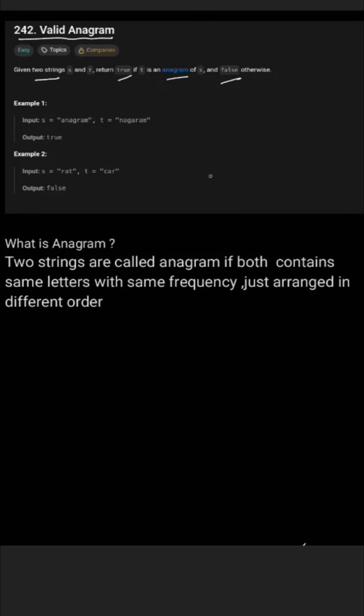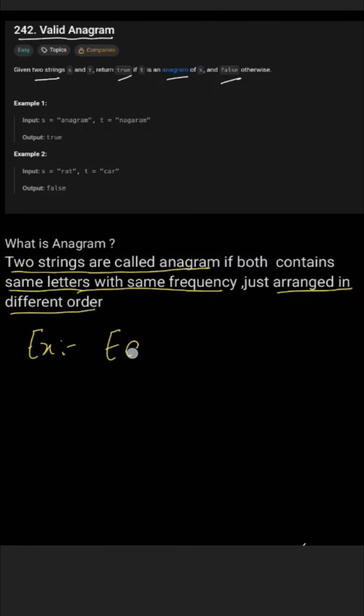Before solving the question, what is an anagram? Two strings are called anagram if both contain the same letters with the same frequency, just arranged in a different order. For example, let us take eat and tea. Both the strings contain the same letters but arranged in a different order. See, E, E, T, T, A, A. So this is an anagram.